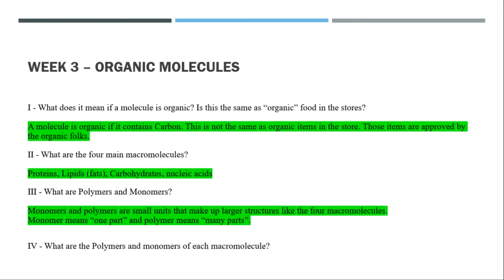Our four main macromolecules, we've got proteins, lipids or fats, carbohydrates, and nucleic acids. And those are made up of different monomers and polymers. So a monomer, remember, is one part. Mono is one, mer is part. And when enough monomers get together, they make a polymer. Poly means many, mer means part again, so it's many parts.